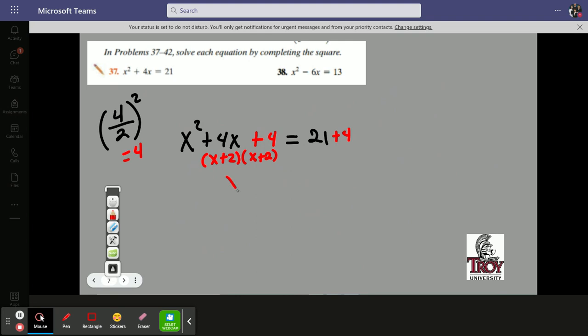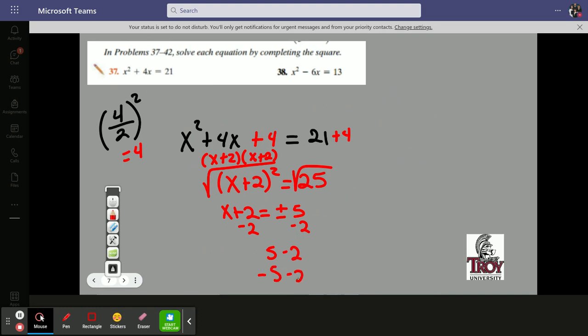So that's going to be x plus 2 times x plus 2, right? Which I get to write as x plus 2 squared equals, square root of both sides. X plus 2 equals plus or minus 5. Subtracting that 2. 5 minus 2 and negative 5 minus 2. My solution set is going to be negative 7 and 3.